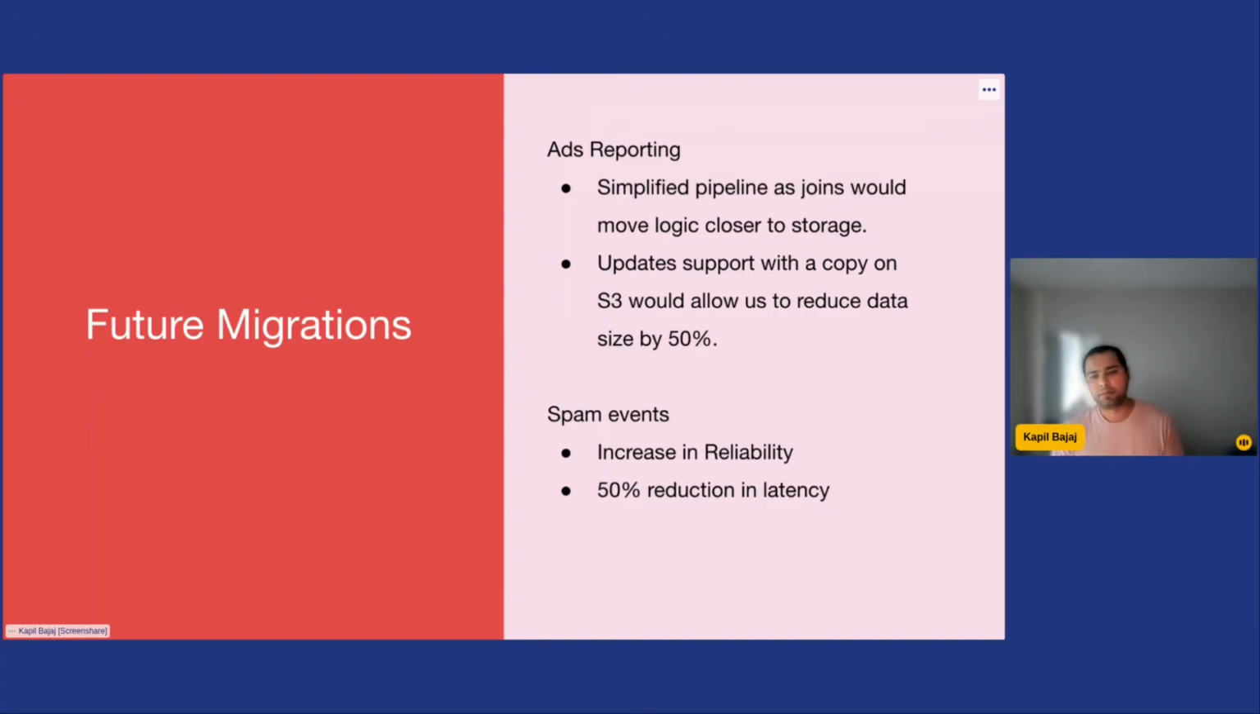And then for spam events, we had an internal storage where we were storing all the spam events, and that was reaching its limit in terms of scale. So we again tried StarRocks, and we saw a 50% reduction in latency, which was huge for us. And then again, this will be going into production soon, and we would be looking at more options from the same spam events use case just because of the speed we can provide with StarRocks.